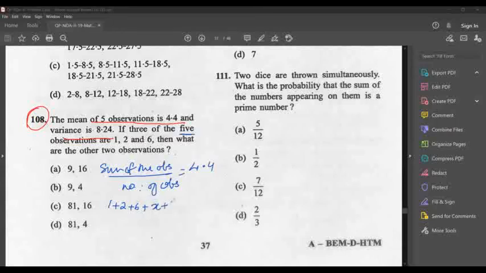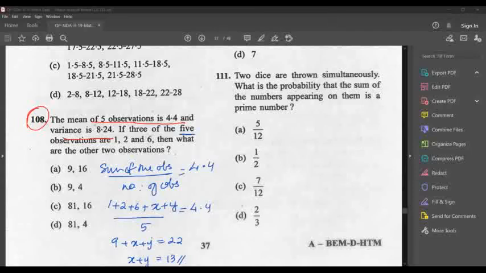So I am calling them x and y. Number of observations is 5, so (9 plus x plus y) divided by 5 is equal to 4.4. What will you get if you do this? 9 plus x plus y is equal to 22. So x plus y is equal to 13. Okay, so that is the first conclusion, the first equation we are getting.